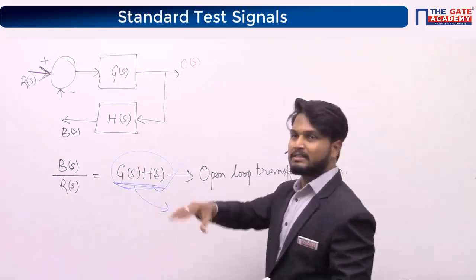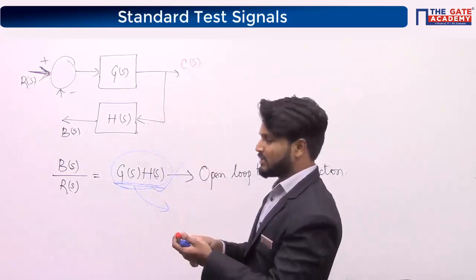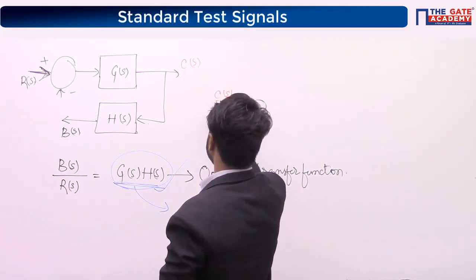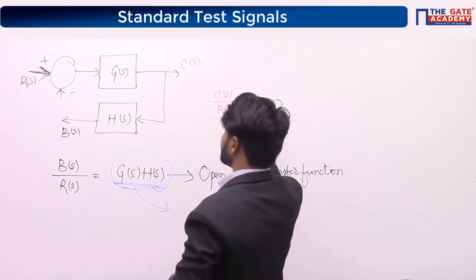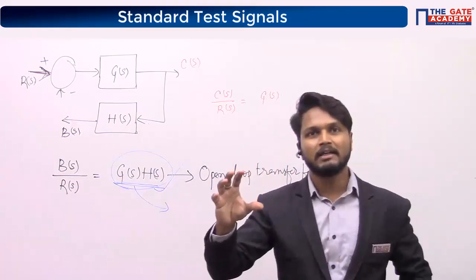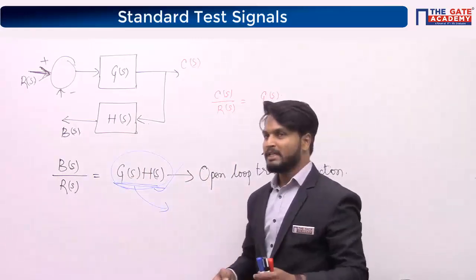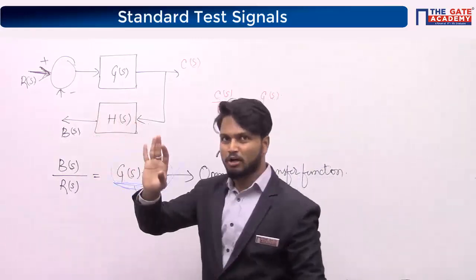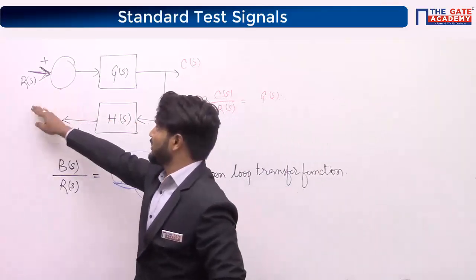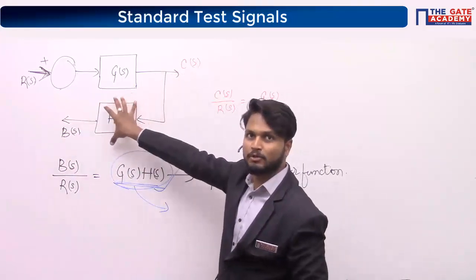The output is still taken at C of s only. And what is the transfer function, C of s upon R of s now? C of s upon R of s is equal to how much? G of s. We are neglecting the effect of H of s. Open loop means H of s is not present, right? So if we just break the loop here, is this H of s affecting C of s?